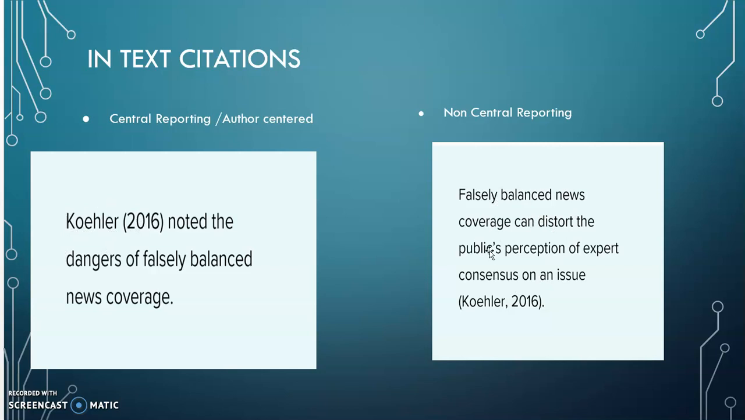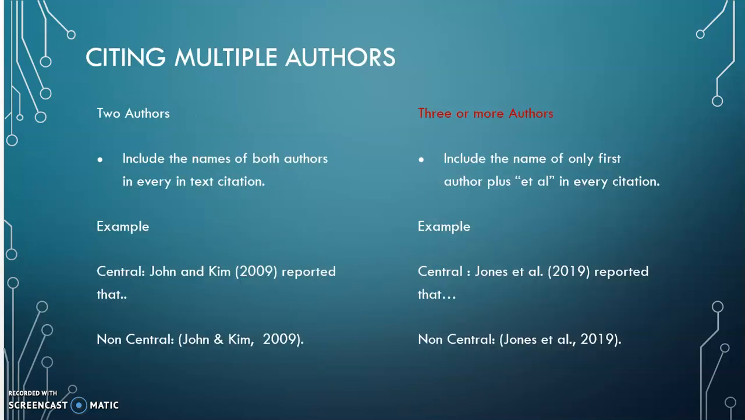The same thing can be written in a non-central way also, but here the citation is going to be a little different. For example, falsely balanced news coverage can distort the public perception of expert consensus on an issue. Kohler 2016. Here the whole thing is going to come in small brackets, the name of the researcher, comma, and the year of publication also. So this is what you do when you are using non-central reporting, where the name of the author comes at the end of the citation, and this is how you cite them when it is coming at the beginning.